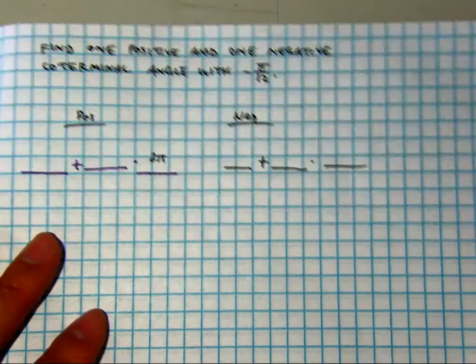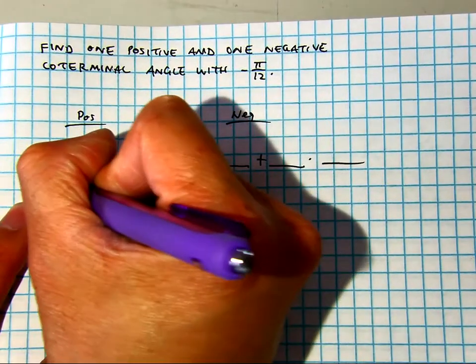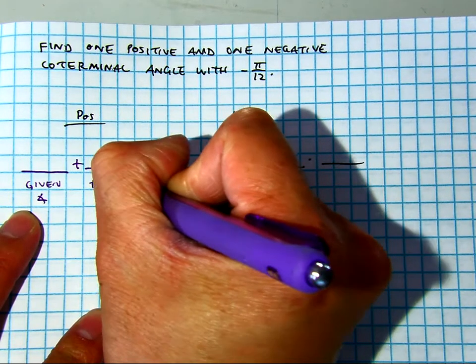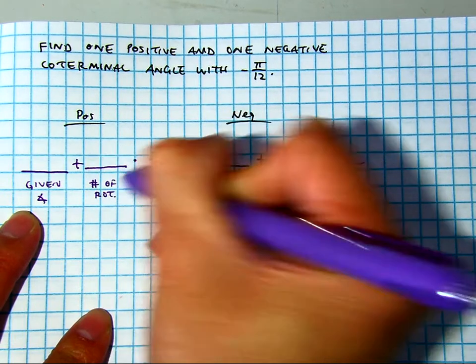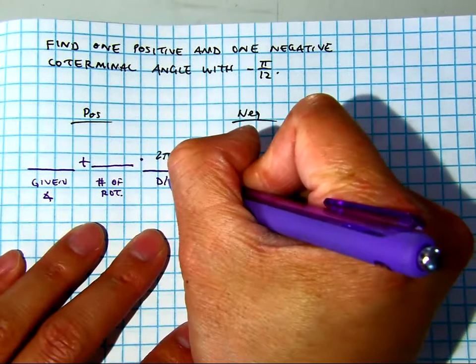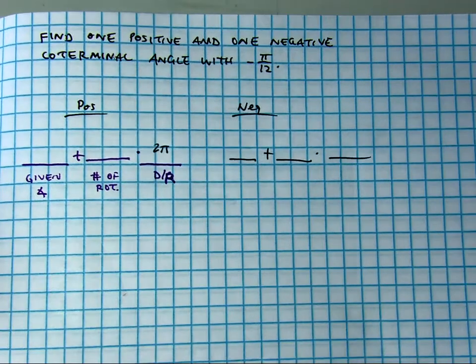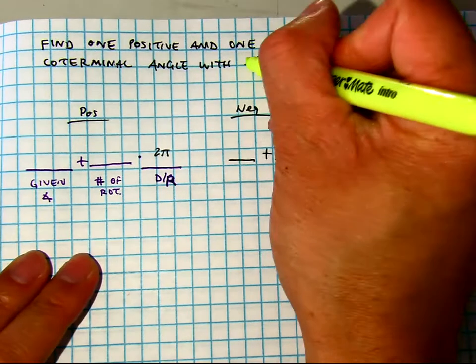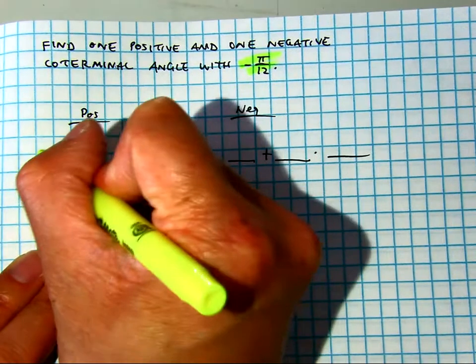So again, to review, you're going to put the given angle. This is our number of rotations, either positive or negative. And in this spot, you're writing either degrees or radians. So we're going to write our given information here.